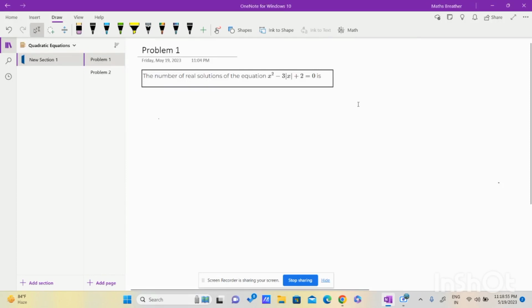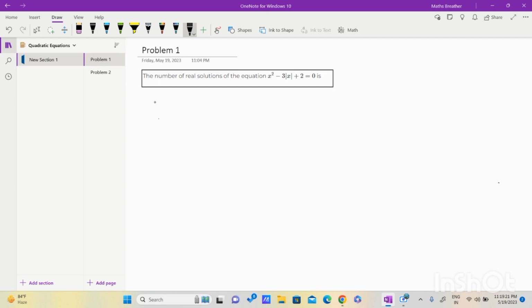Hi guys, in this video we will solve some practice problems in quadratic equations. So let's start with problem number one first. The problem says: the number of real solutions of this equation x square minus 3 mod x plus 2 equals 0 is. So we need to find the solutions of this equation.